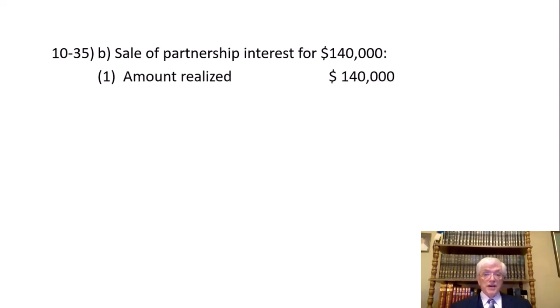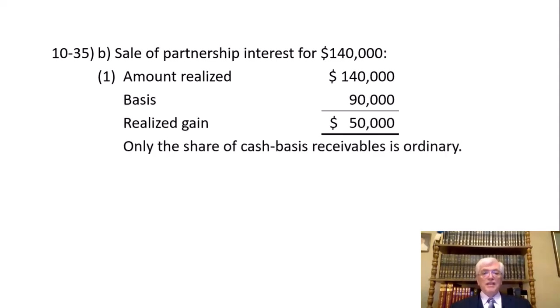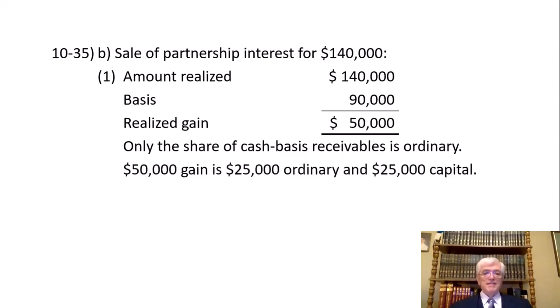The amount realized, $140,000, basis 90, realized gain 50. That hasn't changed. But only the share of cash basis receivables is ordinary. Goodwill is not going to be counted as a portion of the ordinary income. So $50,000 gain is now $25,000 ordinary, $25,000 capital. So Gina is definitely better off with that result than the other one.